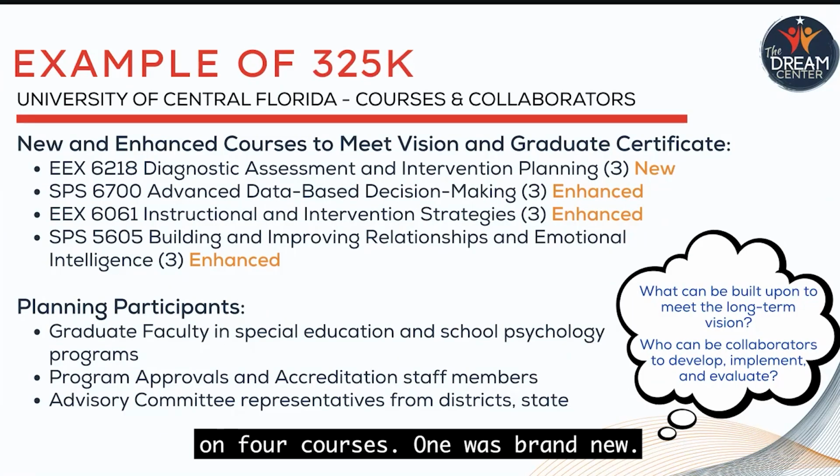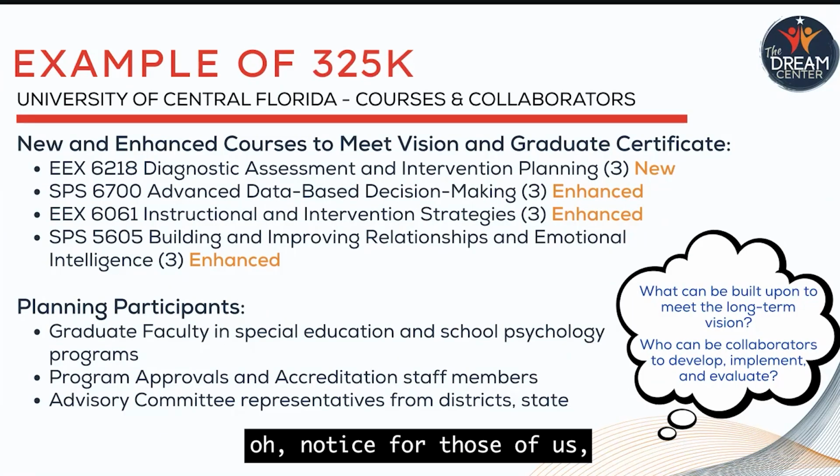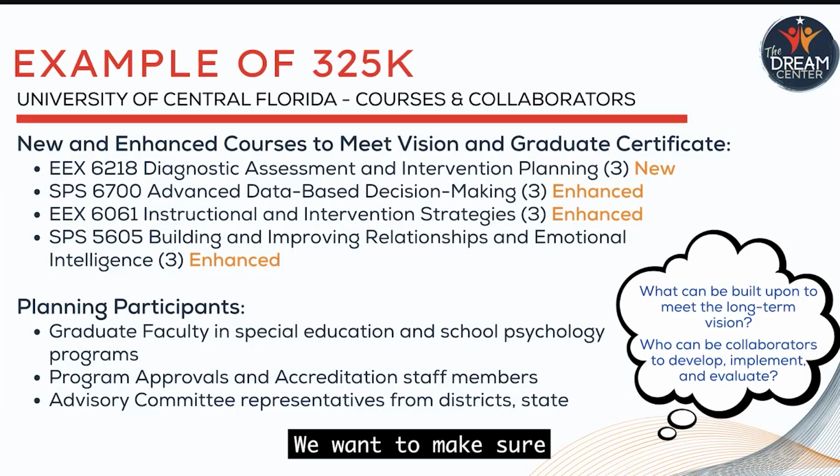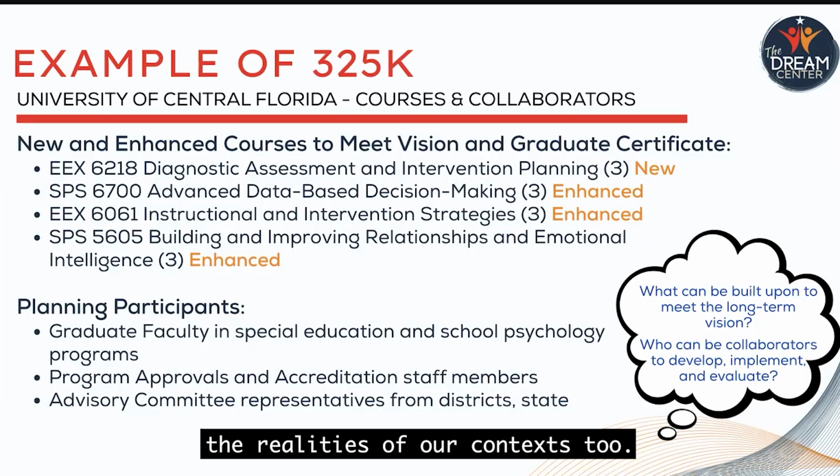We decided on 4 courses. 1 was brand new, Josephina. 2 were, notice for those of us at universities, right? 2 courses were in special ed, 2 courses in school psych, right? We want to make sure everybody is at the table. And there's equity as far as course loads, right? We have to be sensitive to the realities of our context too. And so we enhanced 3 of the courses that were there.